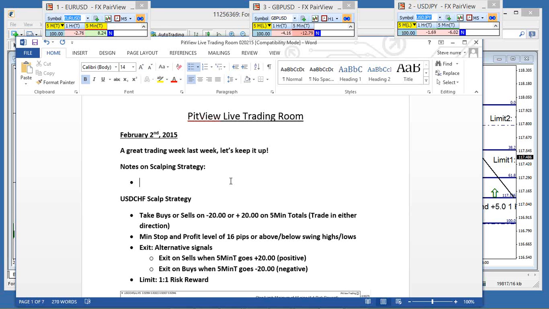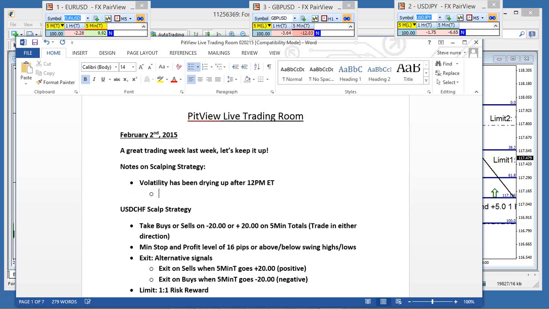Now, in normal trading days, if I'm doing active trading, what I've been noticing is volatility has been drying up after 12 p.m. Eastern time. Now, the significance of 12 p.m. Eastern time is that at 3 a.m., you can almost call it 2 a.m., but 3 a.m. Eastern, we have the London session open.